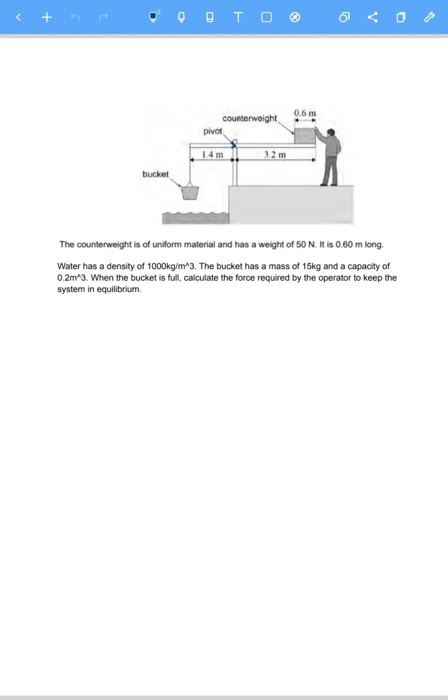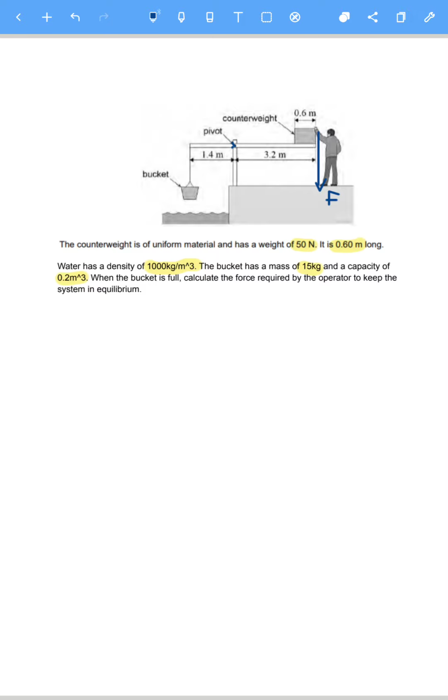So basically we've got this set up in the image, and it says the counterweight, which is on the right hand side, is of uniform material and has a weight of 50 newtons. And it is 0.6 meters long. Then the next bit says water has a density of 1,000 kilograms per cubic meter. The bucket, which is on the left hand side, also has a mass of 15 kilograms itself and a capacity of 0.2 cubic meters. And the question says, when the bucket is full, calculate the force required by the operator to keep the system in equilibrium. So what we're looking for essentially is the force that this operator needs to push down with, F, to keep the system stable.